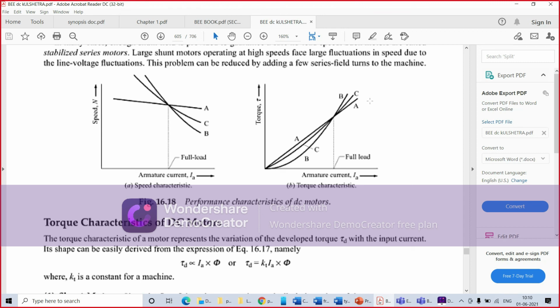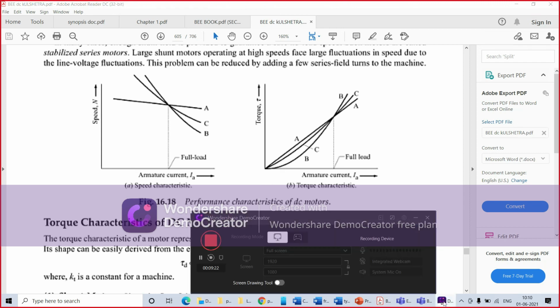And you can say that the torque and current relationship in case of your DC shunt motor, as well as your separately excited DC machine, is linear. So that was about the characteristic of your separately excited DC machine.